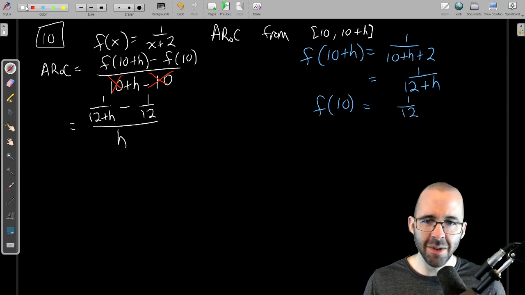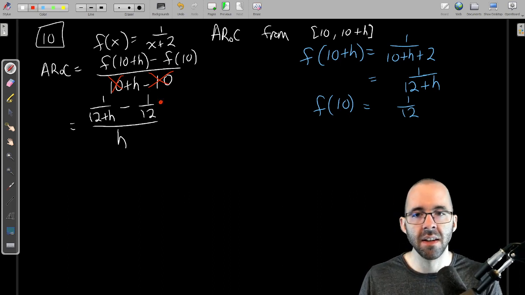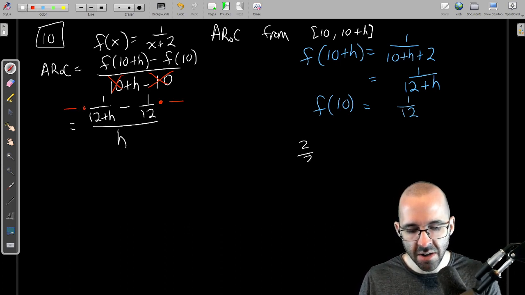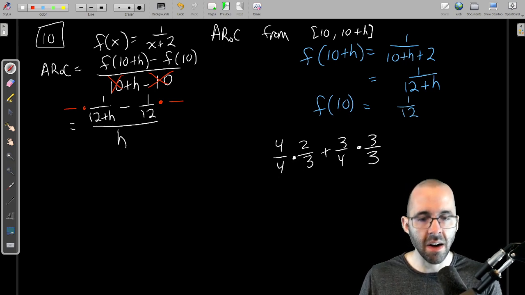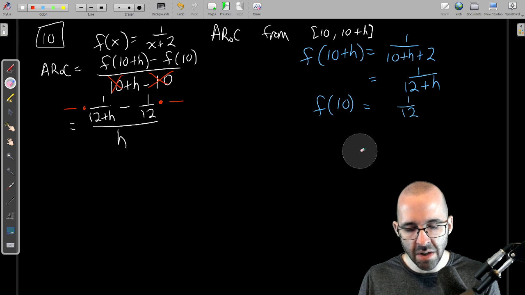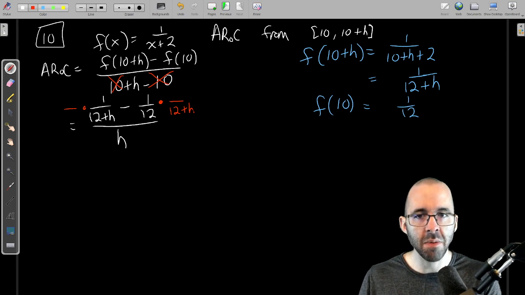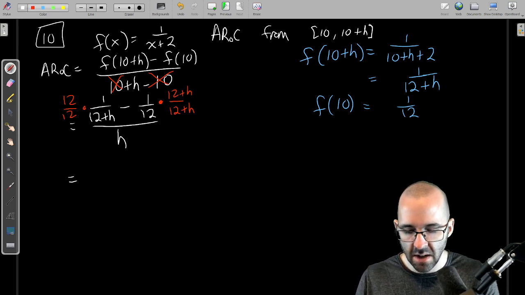So even though these fractions look similar, they're actually not similar at all. We have to multiply by something to get the common denominator. Just like if we wanted to add 2/3 and 3/4, what would we do? Multiply this by 3 over 3, because it's missing a 3. We'd multiply this by 4 over 4, because the denominator is missing a 4. Well, we do the same thing here. This guy is missing a 12 plus h, so we're multiplying by 12 plus h. The one on the left is missing the 12 factor. We're multiplying by 12. And that gives us 12 over 12 times 12 plus h.